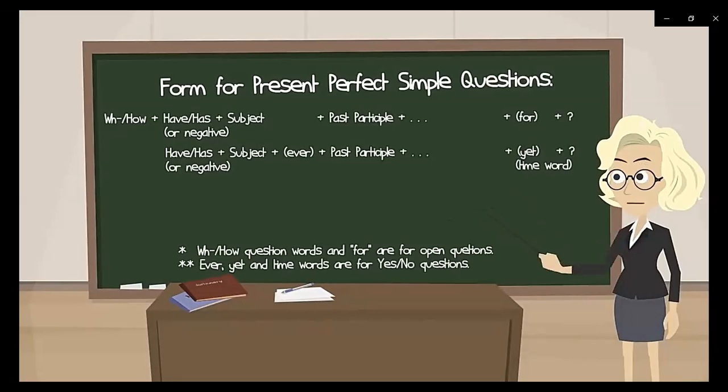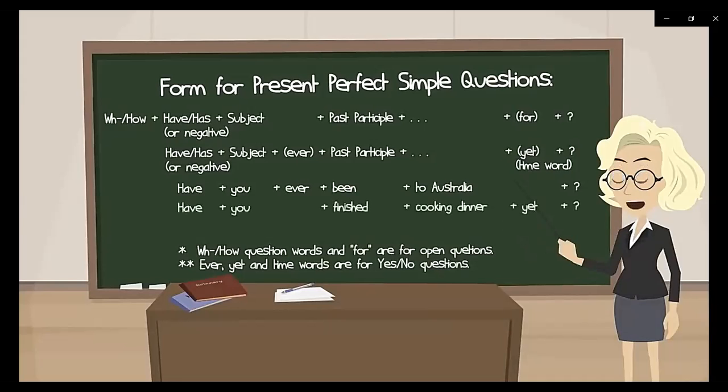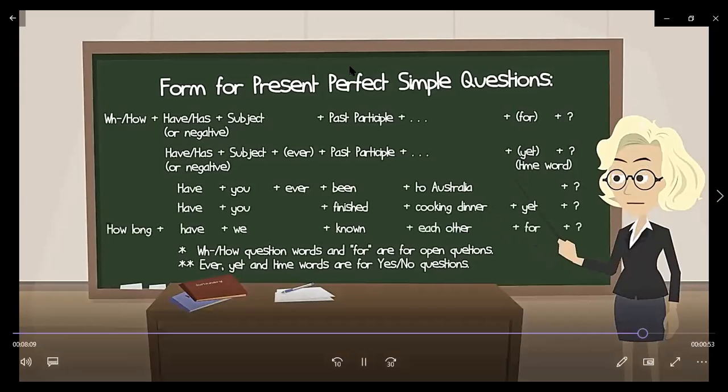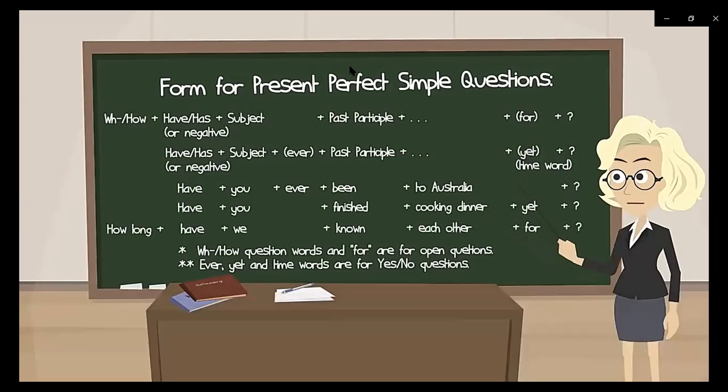Let's have a look at some examples. Have you been to Australia? So we start the question with have plus the subject you plus ever plus the past participle been plus to Australia. Have you finished cooking dinner yet? Here we use yet. How long have we known each other for? Here we began the question with how long and ended it with for.